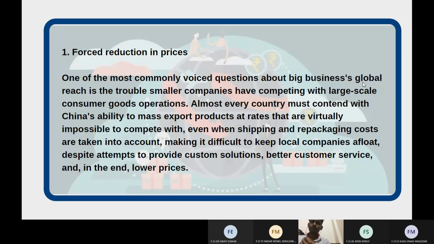Disadvantages of globalization. Forced reduction in prices. Some people establish industries overseas where they get cheap raw materials and labor. They can cut production costs and sell their goods at low prices. Due to competition, some high quality products differ in prices. No matter how World Trade Organization has tried to control the price fluctuation, their efforts are not successful.